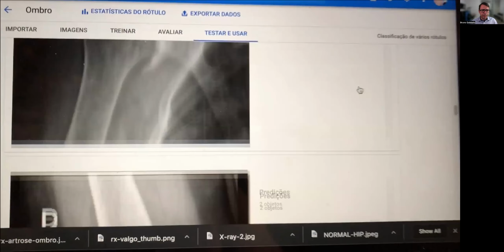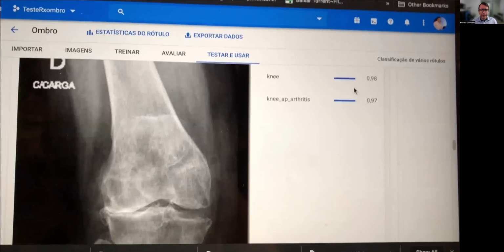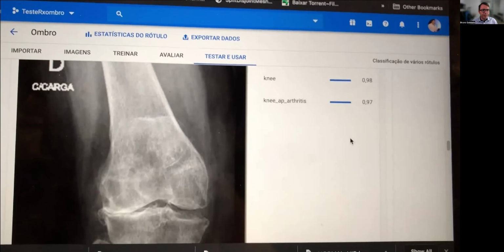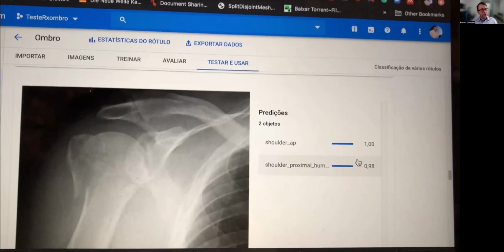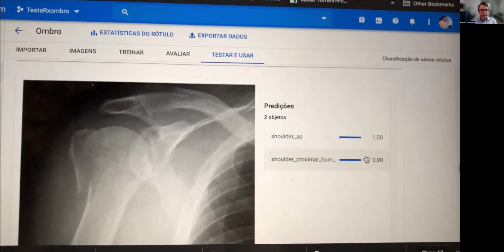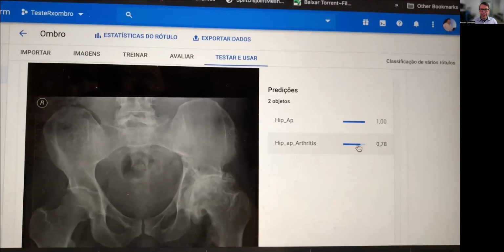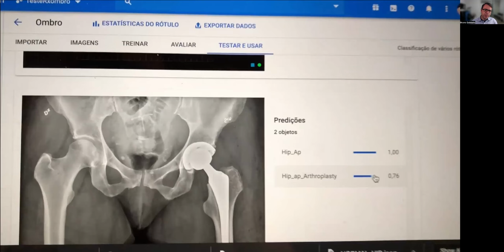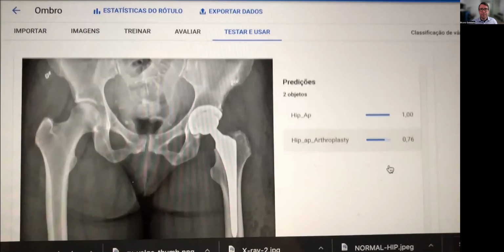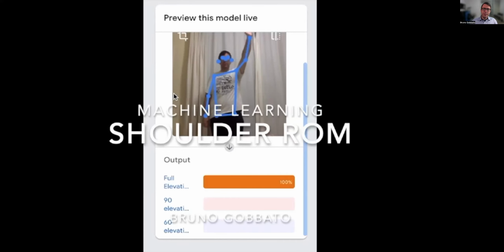Let's continue with another example. In this case, he's pretty sure that's a knee arthritis, and it's a knee. Well, he is okay, he is all right. And he's pretty sure this is a shoulder proximal humeral fracture. So in this case, he is correct. And here he has some doubts about the knee arthritis, and here he's pretty sure this is a shoulder arthroplasty.